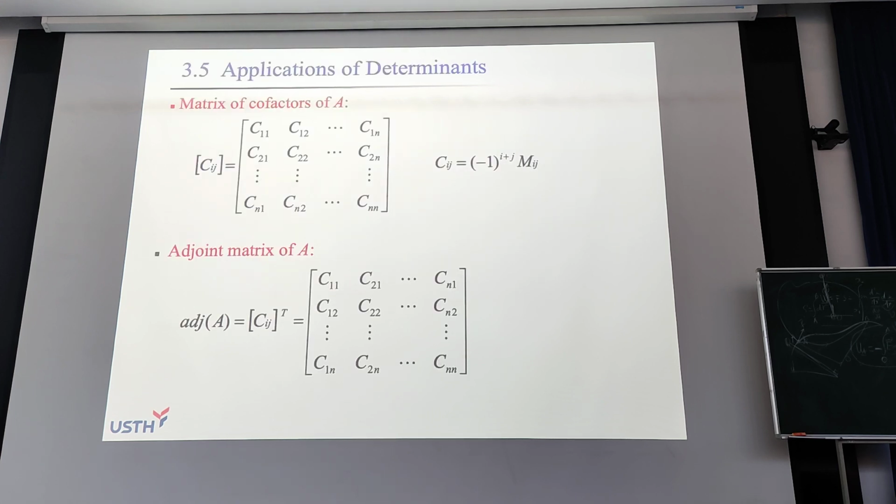Like that. I repeat that Cij, the cofactor, is (-1) to the power i plus j multiplied by the minor mij. But we are not going to use the matrix of cofactor. We are going to use what we call the adjoint matrix of A. That is, we take the matrix of cofactor and we take the transpose. We call it the adjoint matrix of A.